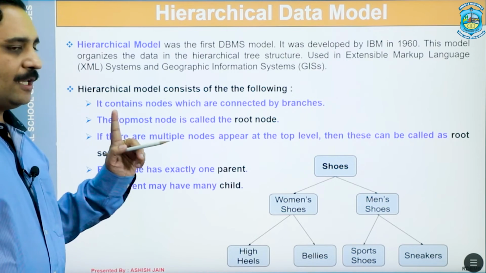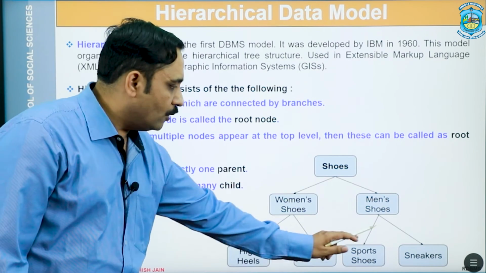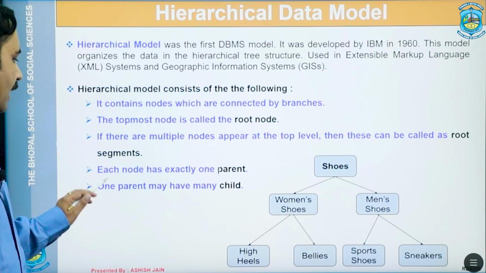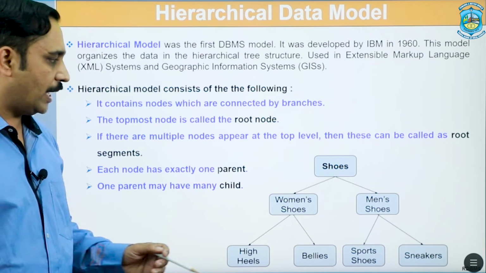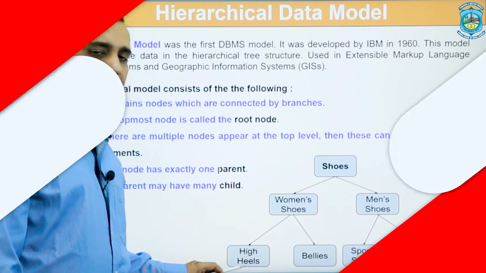Each node has exactly one parent. So this node has one parent, this node has one parent. Every node has one parent except the root node. These are called the leaf nodes. And one parent may have many children. So this parent has two children, this parent also has two children, and they don't have any children.